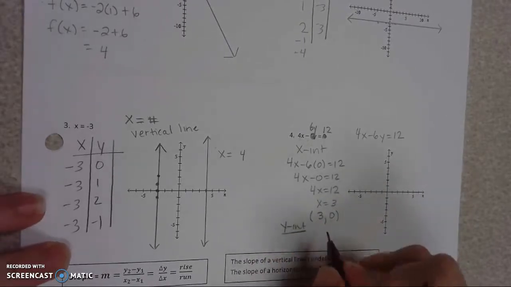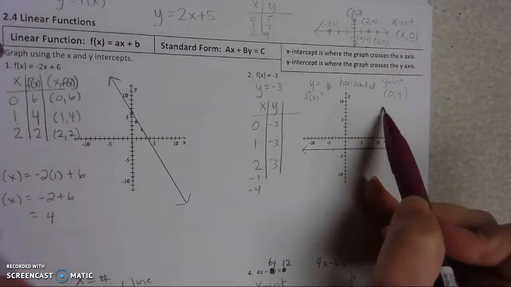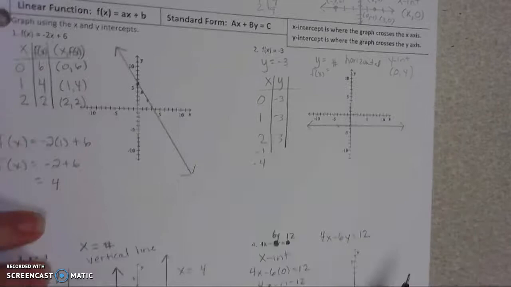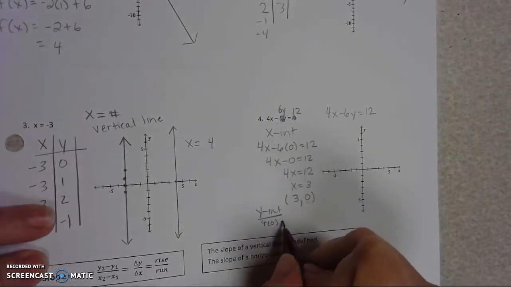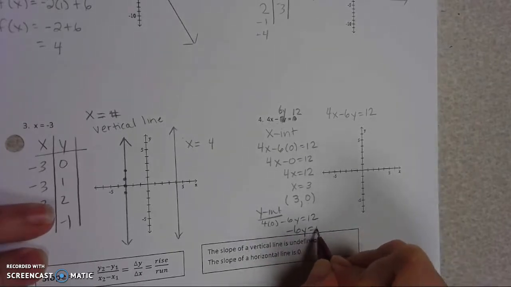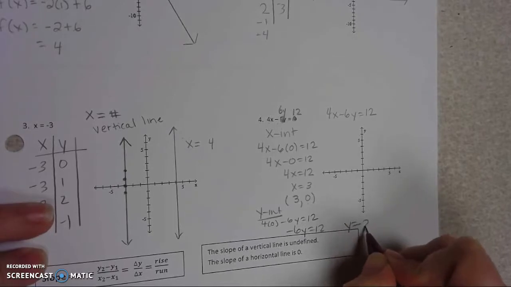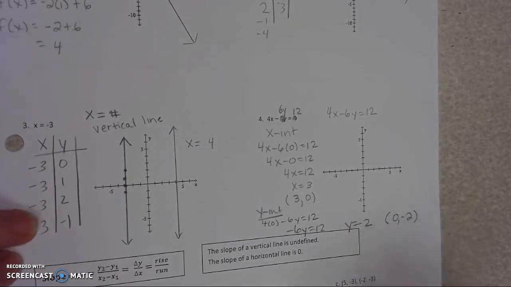The next one is the y-intercept. We said every point on the y-axis has an x value of 0. So if I fill in 0 for x, 4 times 0 minus 6y would give me negative 6y equals 12. Y equals negative 2, so that'll give me a y-intercept of (0, negative 2).